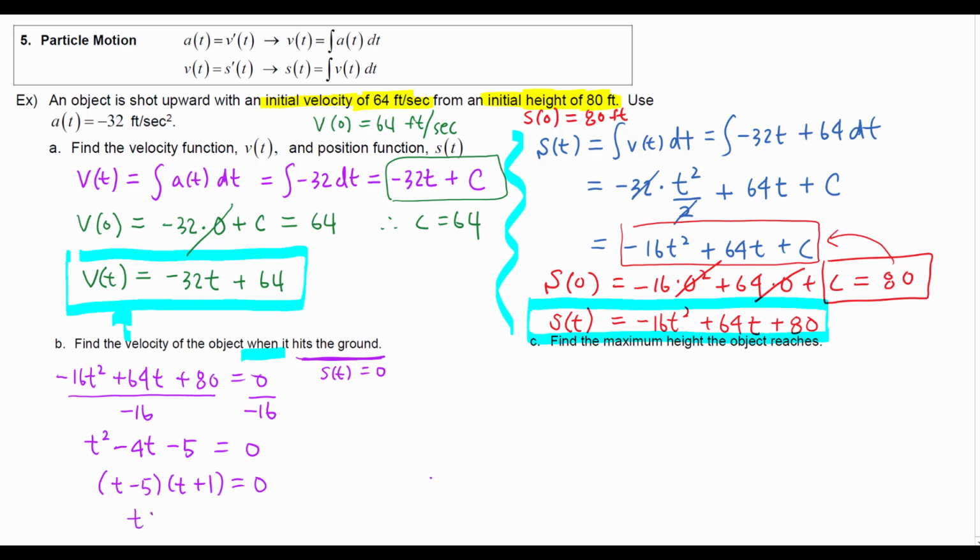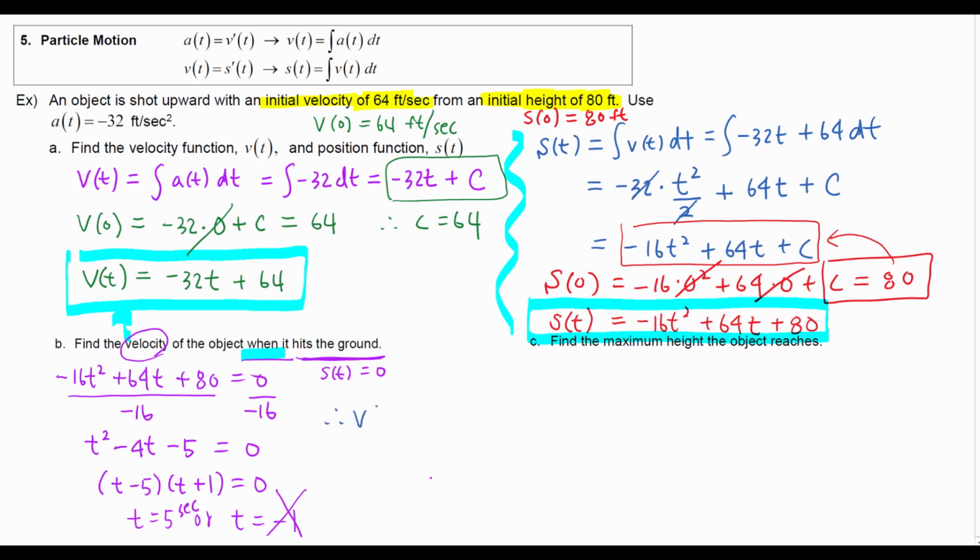So t has to be either 5 or t has to be negative 1. But what's t? Yes, it's a time. So t cannot be negative 1. So t has to be 5 seconds. So now you can find the velocity when it hits the ground. It hits the ground when it's 5 seconds.